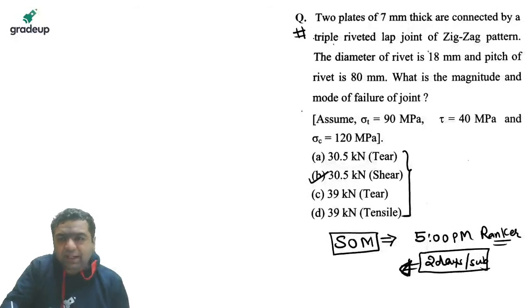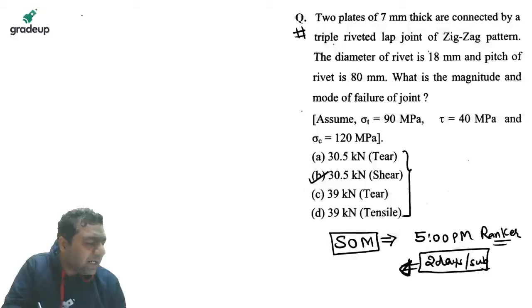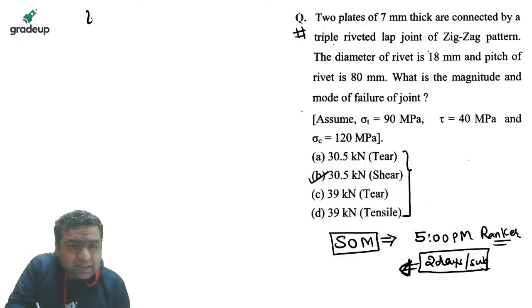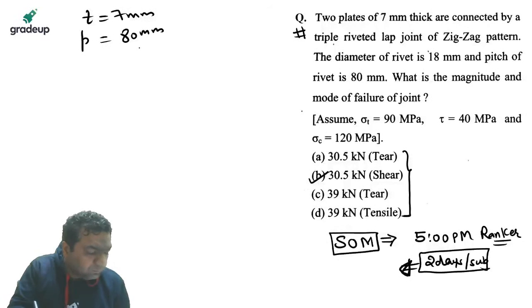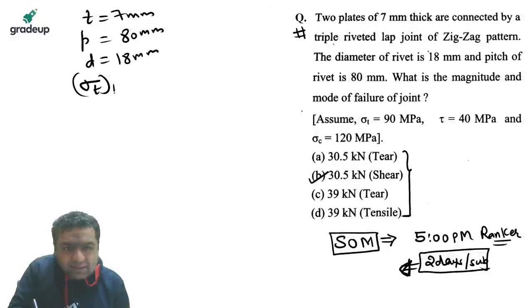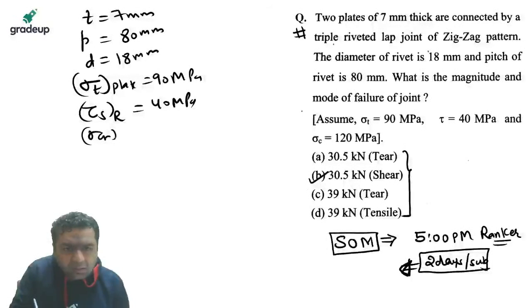Yes, guys, answer is correct. So I am starting it. The thickness is given as 7 mm. Pitch is given as 80 mm. Diameter is given as 18 mm. Plate strength is 90 MPa. Rivet strength is 40 MPa and 120 MPa.